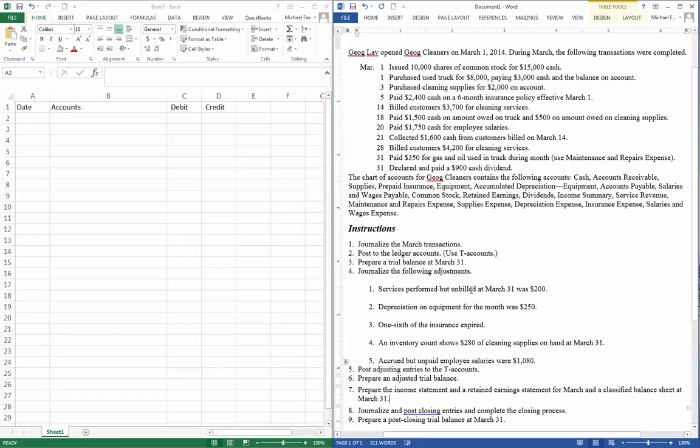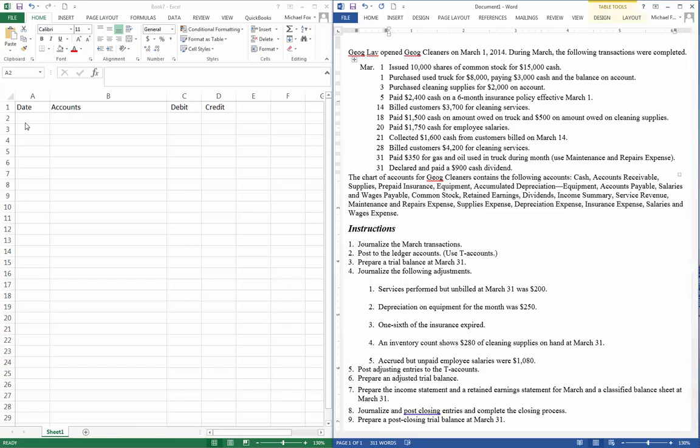All right, so I'm just going to get started here. This company was opened by, we'll call it George, even though there's no R. Cleaners on March 1st, 2014. During March, the following transactions were completed. It gives us a list of all these transactions. Then it gives us a chart of accounts, telling us what other accounts. And then the first thing it tells us to do is to journalize the March transactions.